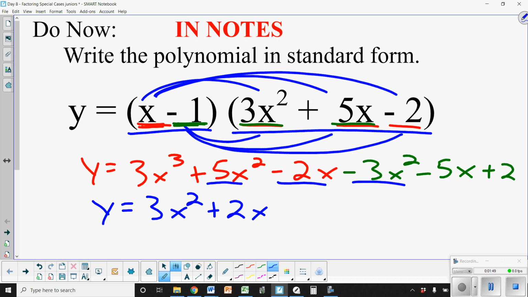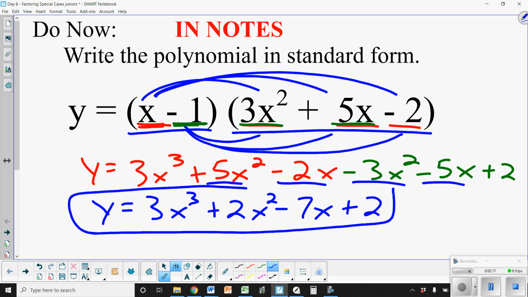And then do we have any other x terms? So we have minus 2x. Oh, we got a minus 5x. So that'll be minus 7x. And then do we have any other constant terms at plus 2? We just have plus 2 then. So then, oh, and I missed something here. This should have been 3x cubed. And this should be 2x squared. All right. So we have our final polynomial written in standard form.